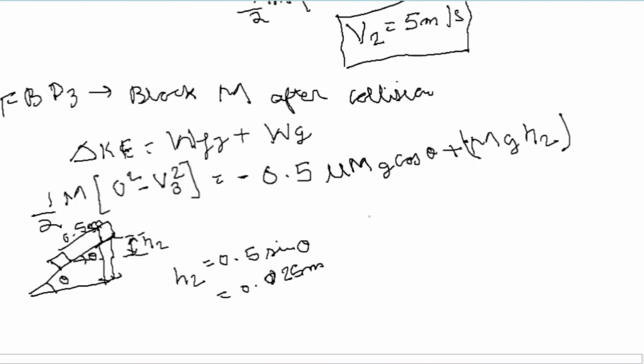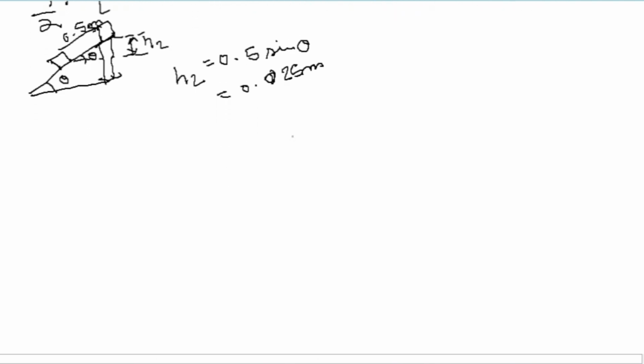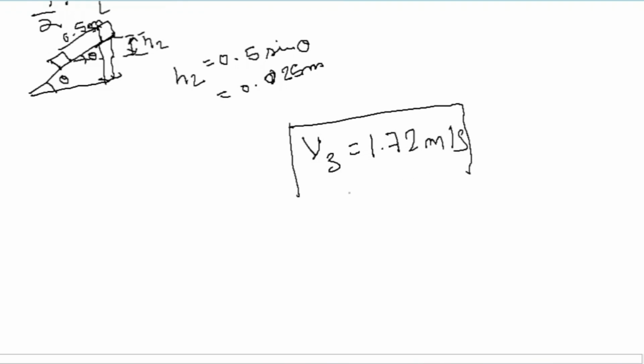Now again, if we solve this equation, then capital M will be removed from this equation because it is in both sides. So if we cancel capital M from both sides and simplify the equation, there will be only one variable left in the equation. So solving it, we get V3 equal to 1.72 meters per second. So we have all the three velocities that are needed to find out the coefficient of restitution.